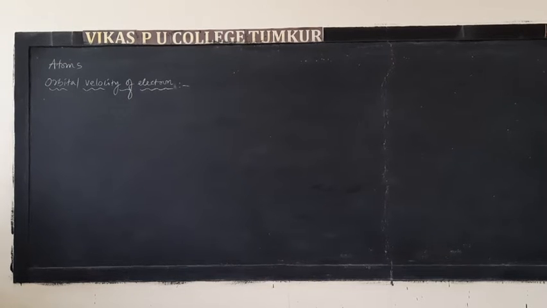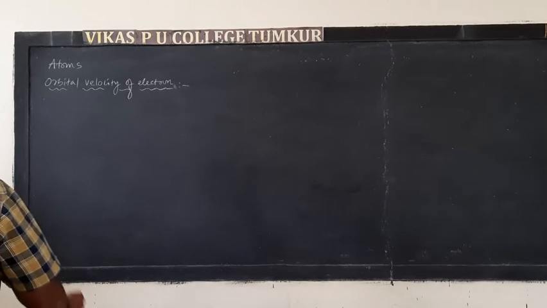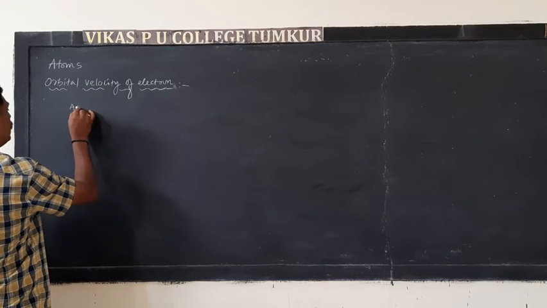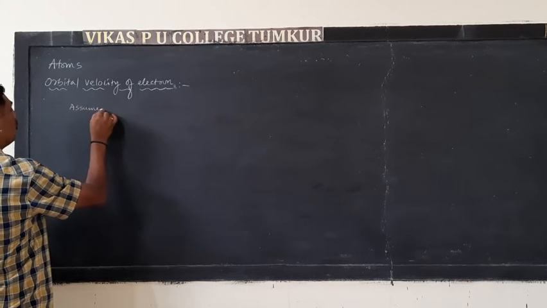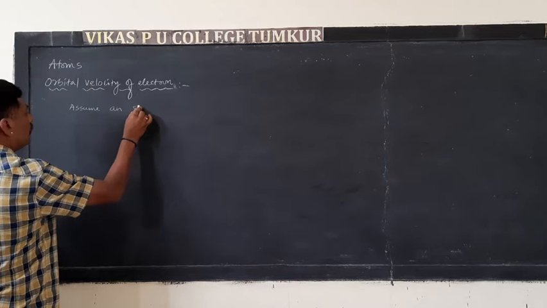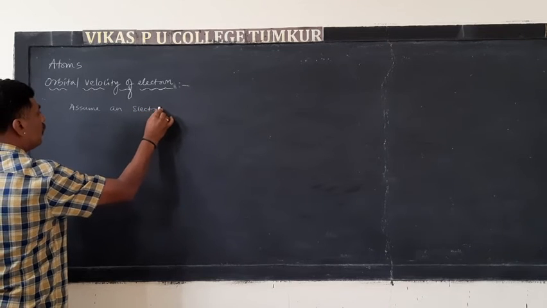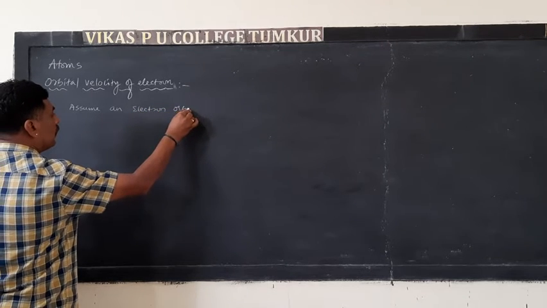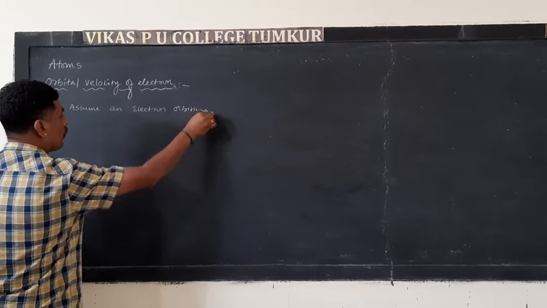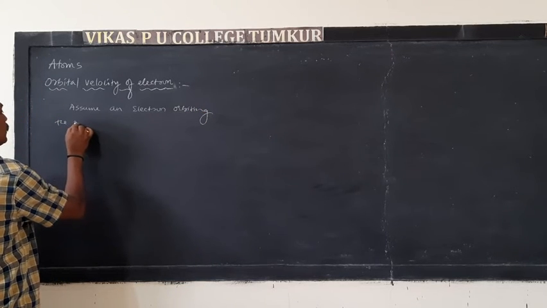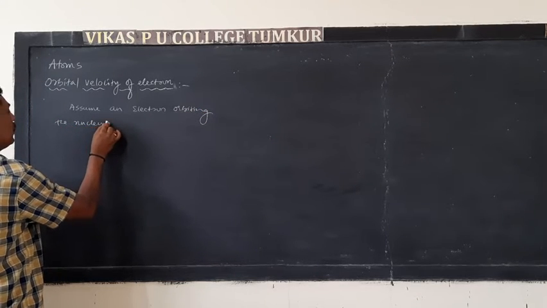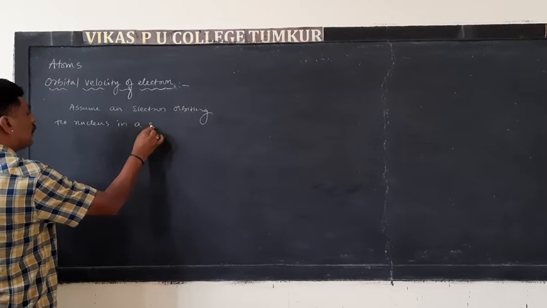So let us now consider an electron. We will assume an electron orbiting the nucleus in a stationary orbit.